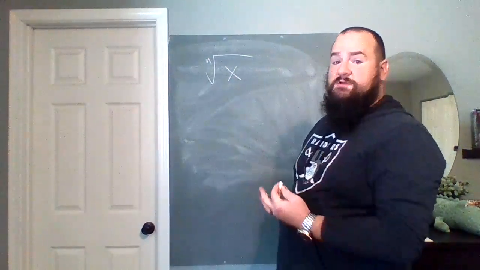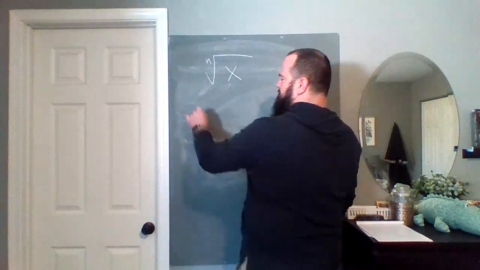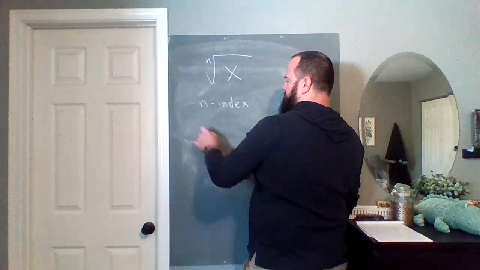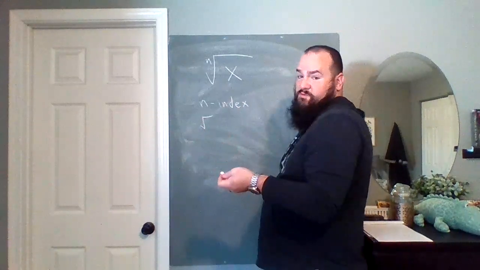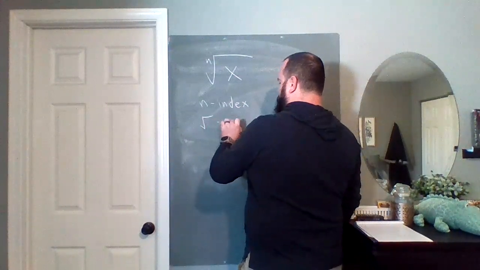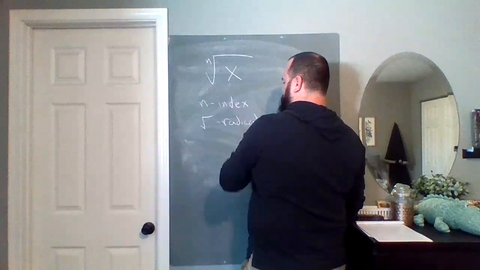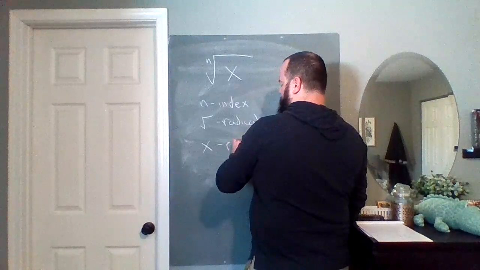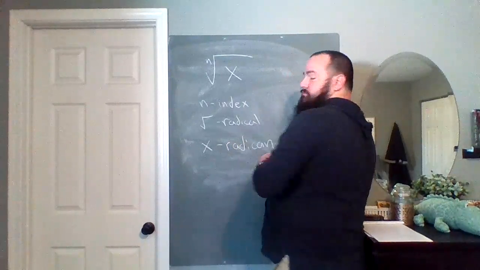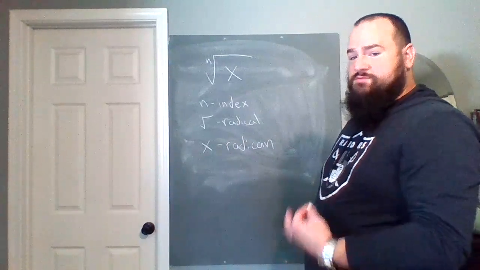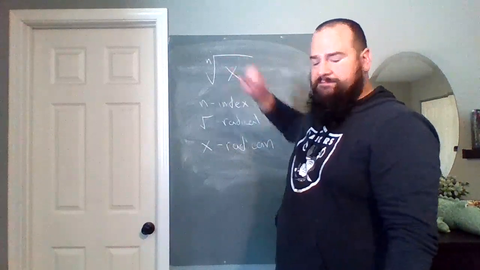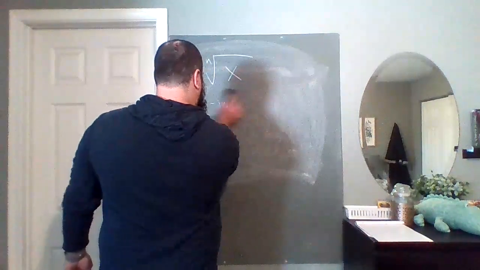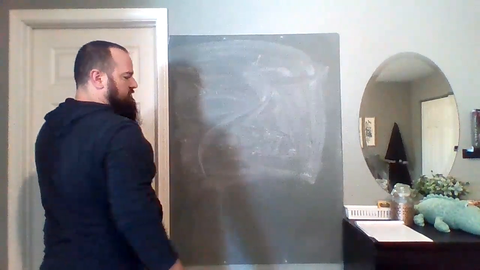This right here is a radical expression. You say that n is the index, that is the radical, and in this case x is what we call the radicand. The radicand is just whatever is underneath that radical symbol. Okay, so quick little terminology out of the way.